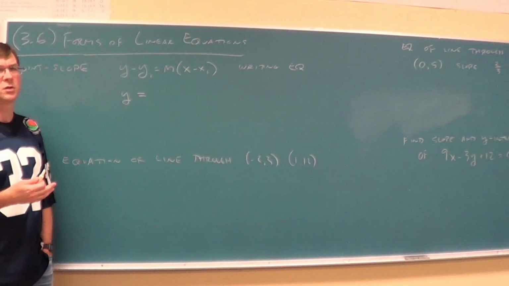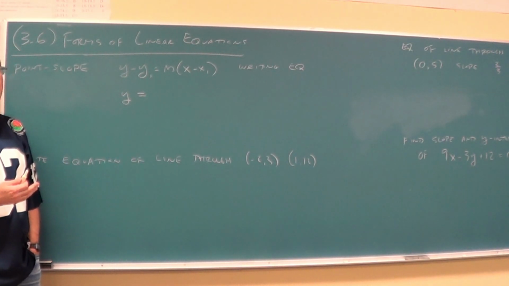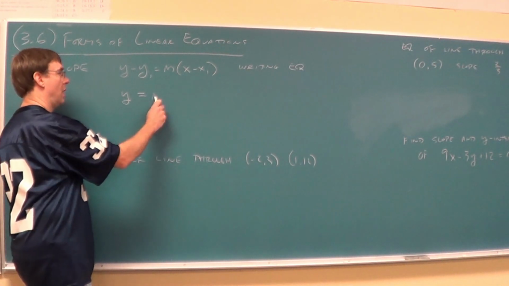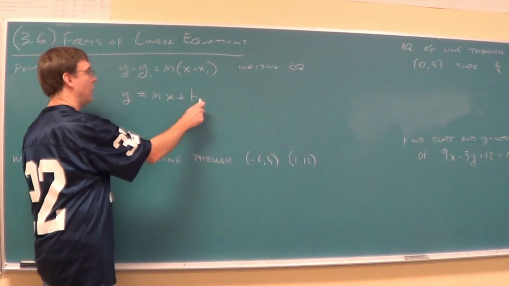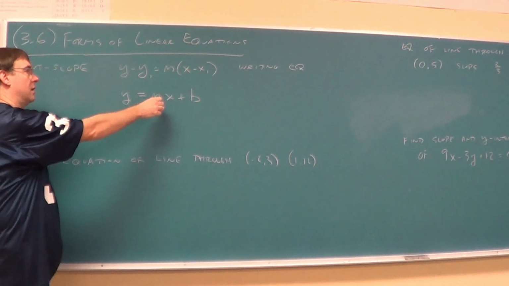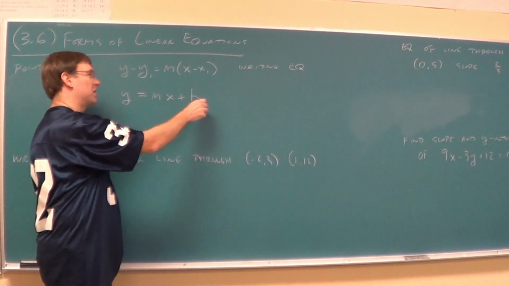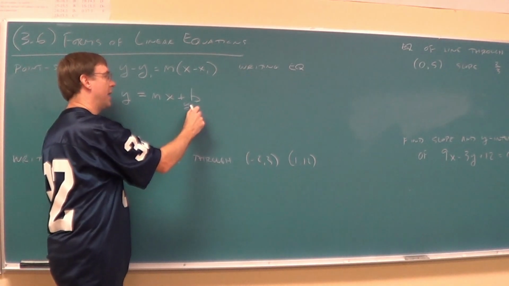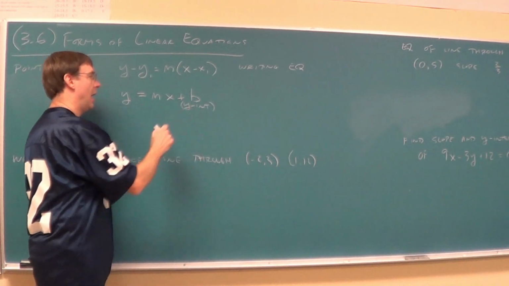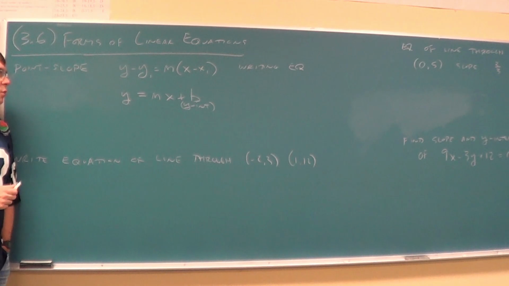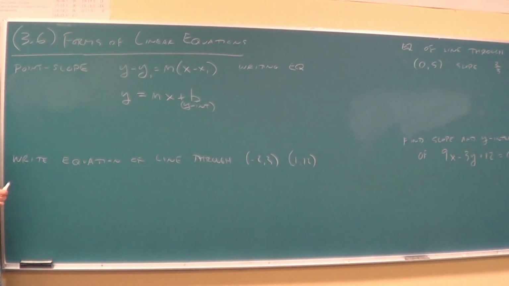What's the most famous y equals equation in Algebra 1, Algebra 2, Algebra, let's say? Y equals mx plus b. Where the m represents the slope, and what's the b? It is the y-intercept. By y-intercept, I mean it's where the graph would touch the y-axis.